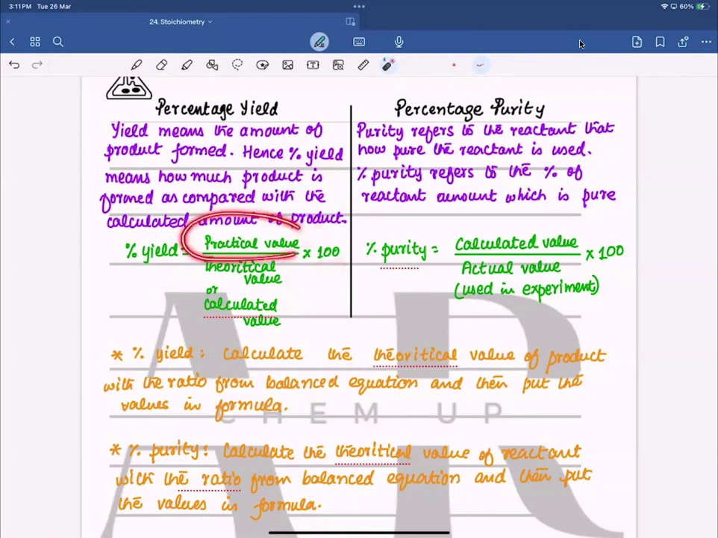So the practical value, the term itself is expressing it, means the value which we actually got after the experiment. So in the exam, are you doing the experiment? No. So this is the value which is usually provided by the examiner, that the student did this, and as a result this much product is formed. So that amount which is provided to you is the practical value. Is this understandable? And theoretical value is the value that we usually calculate.